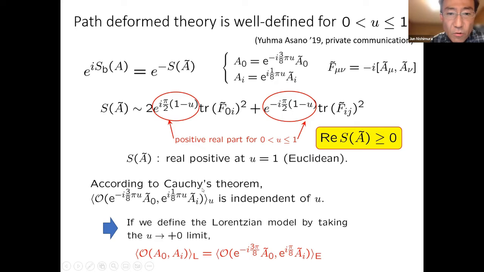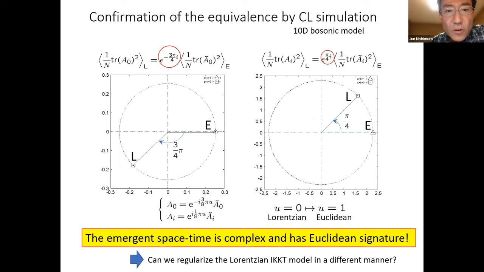And then, according to Cauchy's theorem, there is a very simple relationship between correlation functions in the Lorentzian model and correlation functions in the Euclidean model. They are related to each other by just a redefinition of these matrices by these factors. We can easily confirm this relationship by doing complex Langevin simulations. For instance, trace A_0 squared in the Lorentzian model is related to this quantity in the Euclidean model, and there is a phase in front.